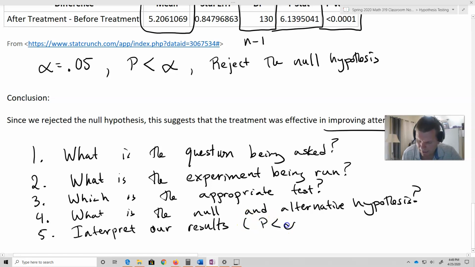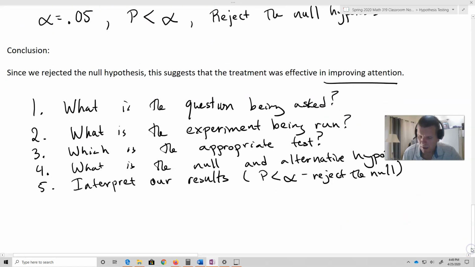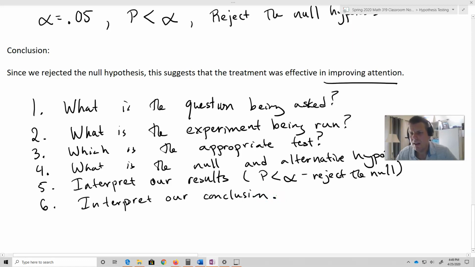Basically, P less than alpha, reject the null. If it's not, you fail to reject. And finally, interpret our conclusion. Tell what our results mean in terms of our conclusion. The more systematic that you can be inside of your thinking, the easier this gets. It's broken down. And so instead of the literature review assignments for the tests, what I'm trying to do is help you just think through the process so that you understand what the results mean.